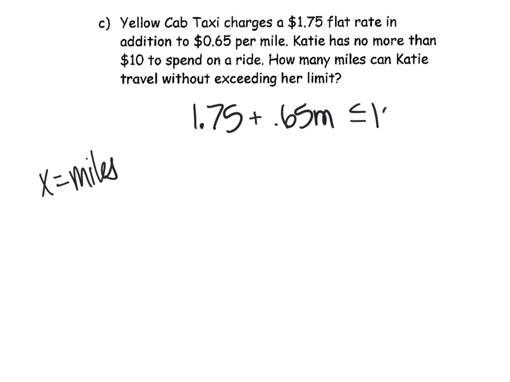Thank you. Okay, you do the math. 0.65 m. Subtract $1.75 from both sides. You get $8.25. Then, what's that division? $8.25 divided by 0.65. I forget from last period what it was. Over 10. It's over 10.